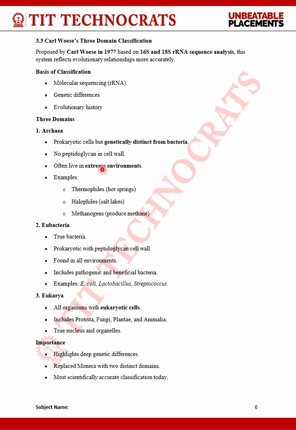Archaea contains prokaryotic cells but is generally distinct from bacteria. No bacteria-like cell wall, often living in extreme environments. Examples are thermophiles, halophiles, and methanogens. Methanogens produce methane. Eubacteria, true bacteria, are prokaryotic with peptidoglycan in the cell wall, found in all environments, and Eukarya, all organisms with eukaryotic cells.